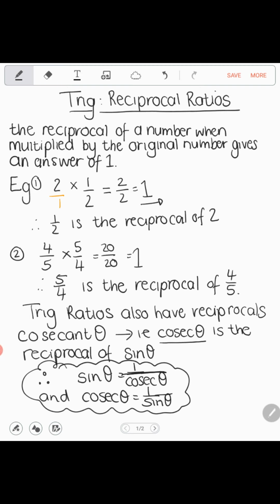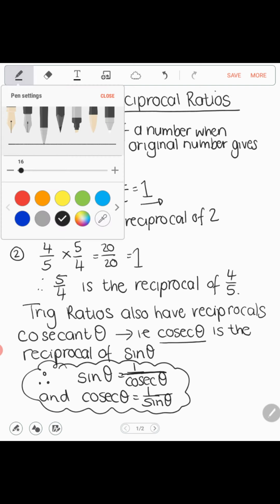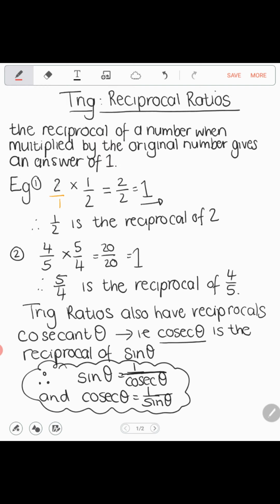Okay, so today we're looking at reciprocal trig ratios, or the reciprocal of the trig ratios we know. Let's just quickly talk about the reciprocal. When you have a number and its reciprocal, if you look at this example here, 2 times a half would give you, multiply top and bottom, 2 over 2, 2 times 1, 1 times 2, which will give you 1. And that's the idea of a reciprocal in a number. So when you multiply a reciprocal by the number itself, you're going to get an answer of 1.